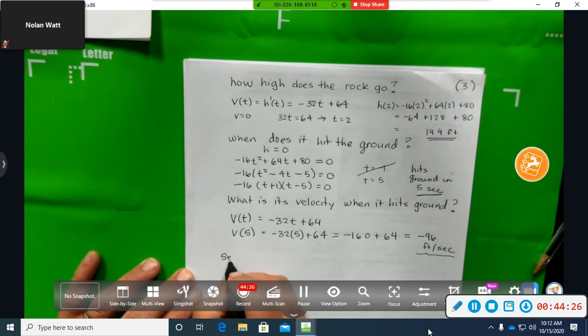So that's in section 3.5, the chain rule. I want you to master this.